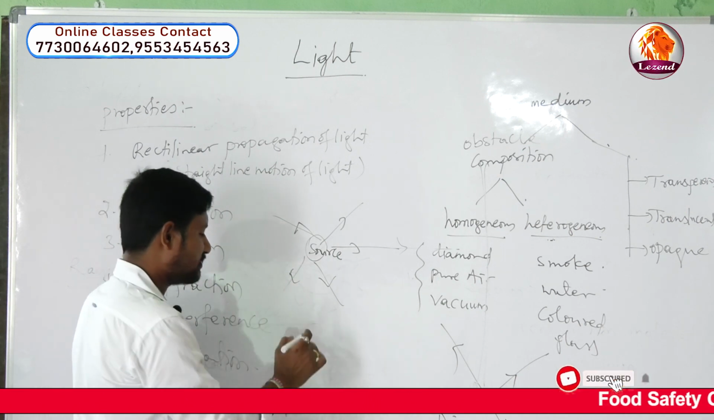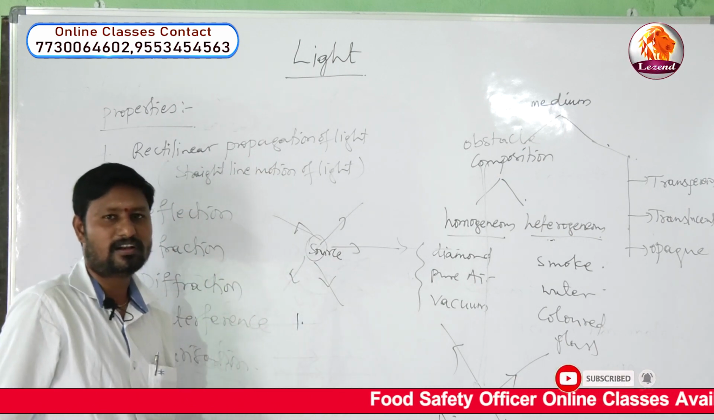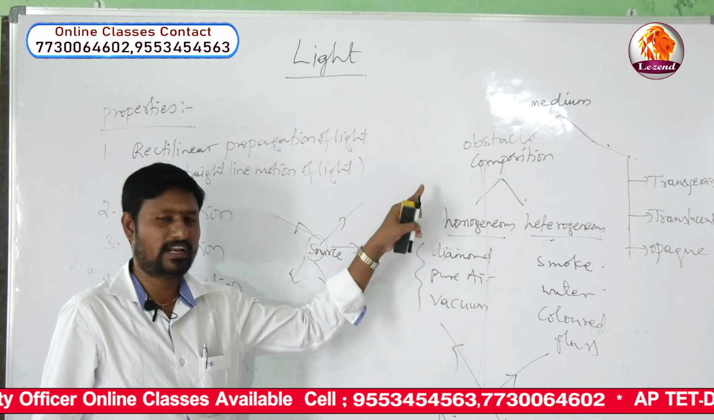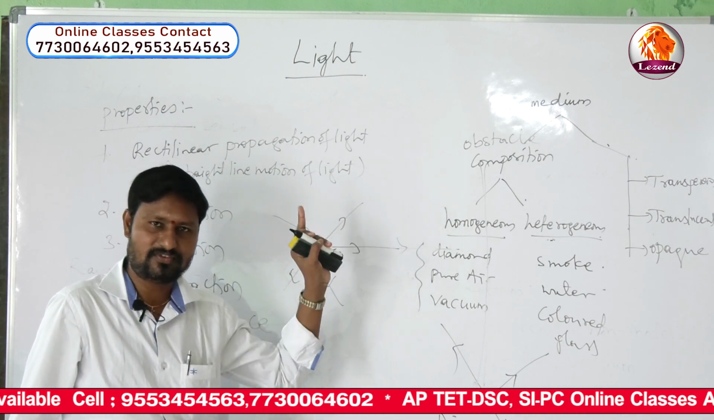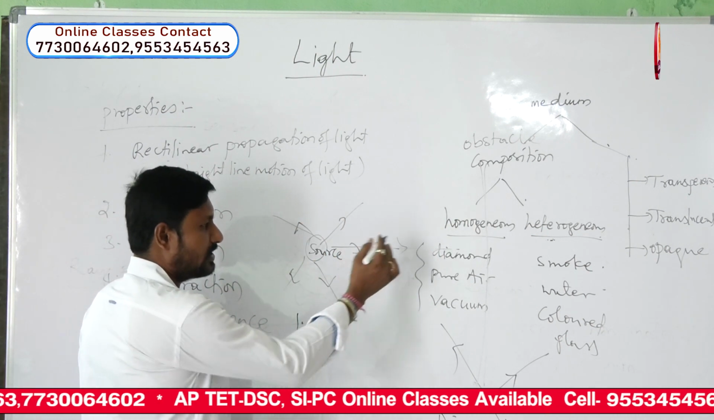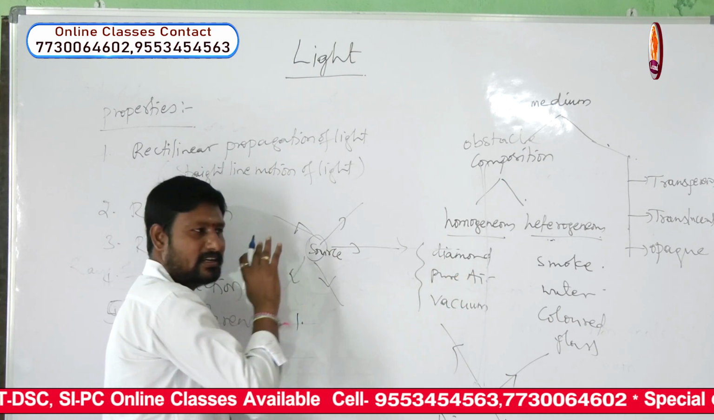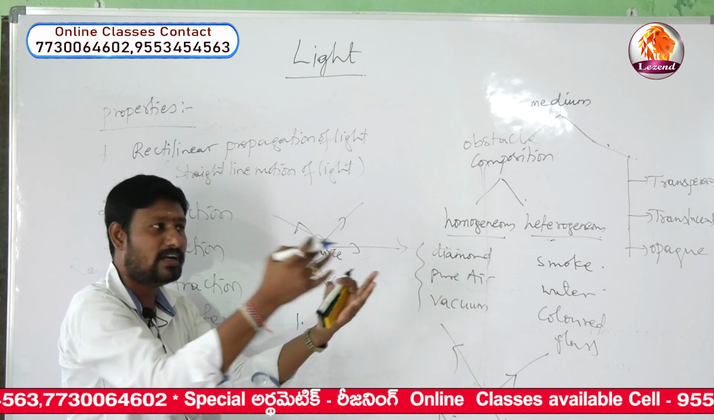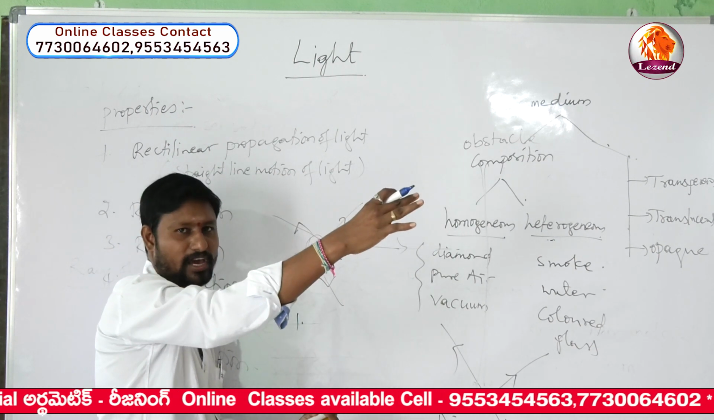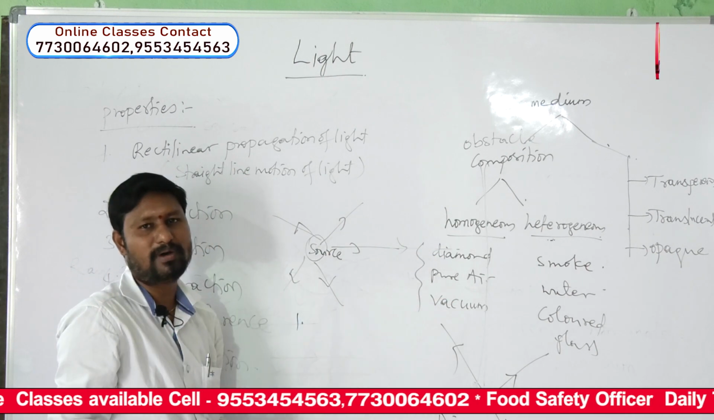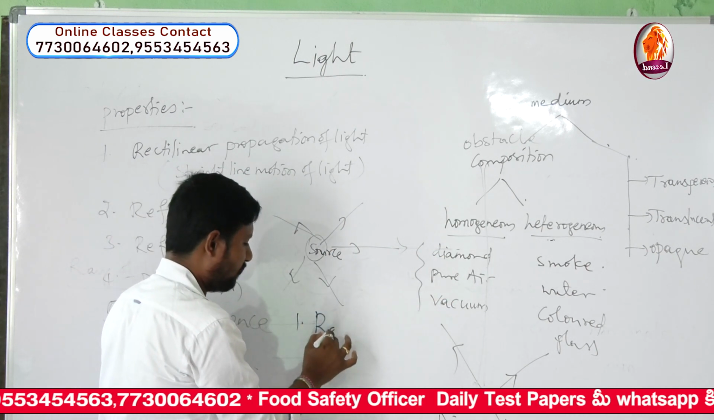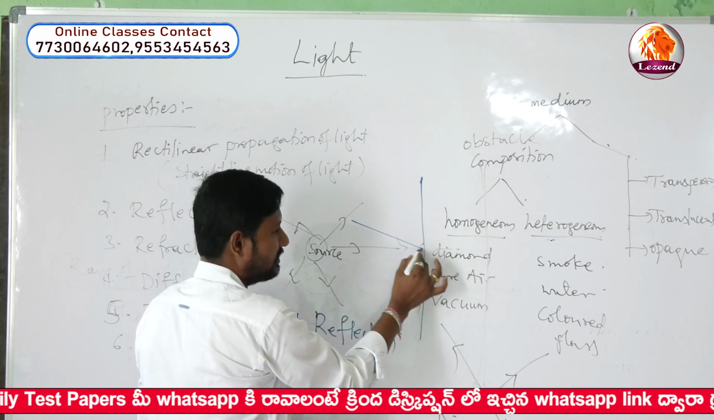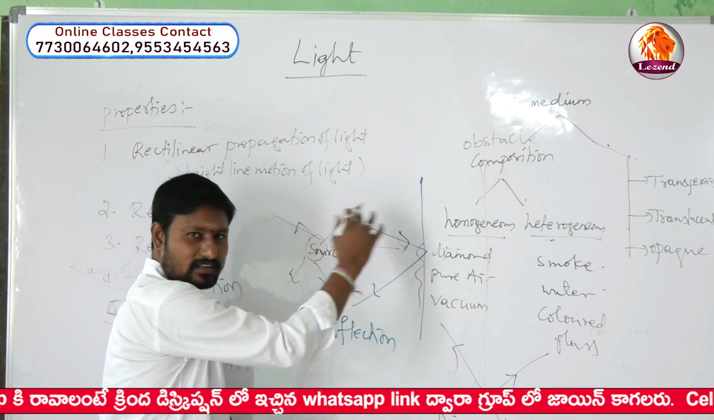Number one: when light is traveling in front of its path, if it meets an obstacle like a wall or any surface, it returns back. Light falls on the surface and returns back into the same medium. For example, if it is traveling through air, into the air medium only it returns back. That is what we call reflection. Like a wall, it will be returning back like this.